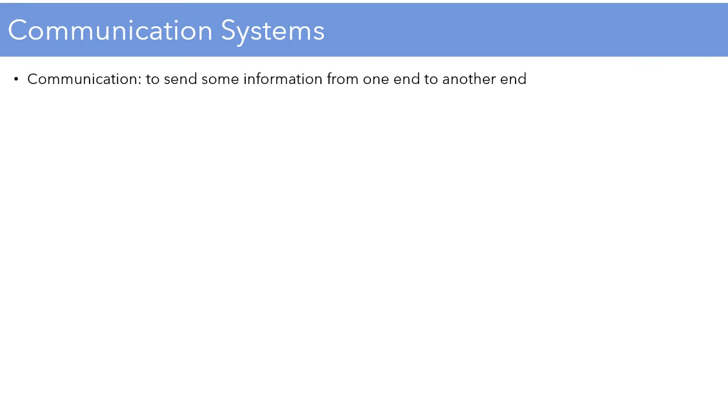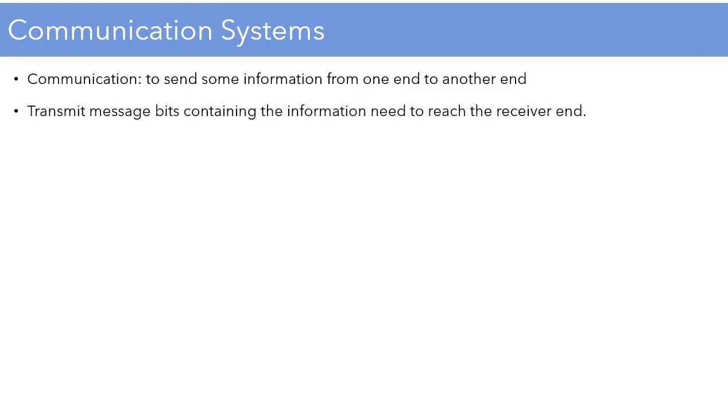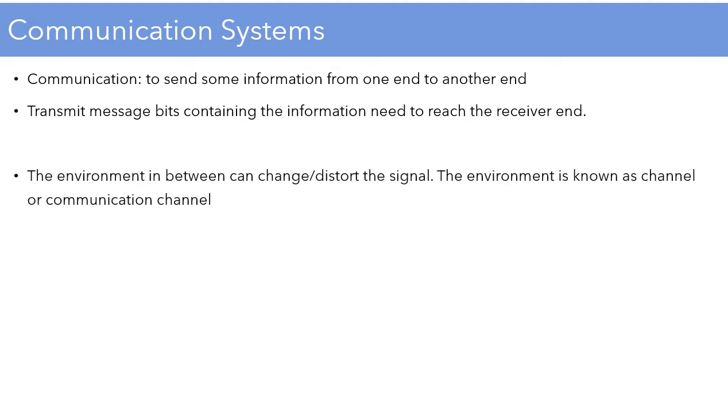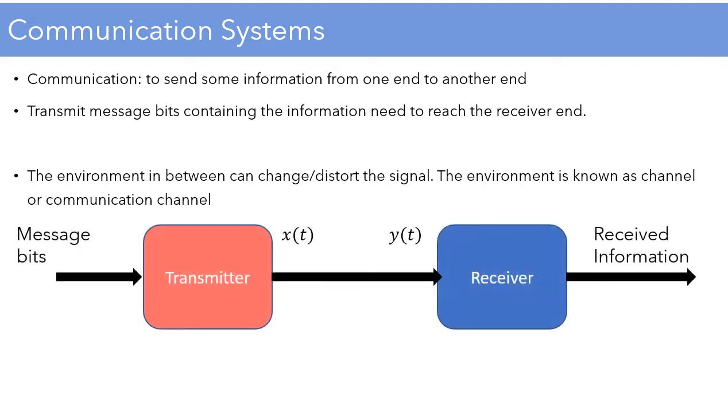As I mentioned in the course introduction session, communication is nothing but a process to send some information from one end to another end. The transmitted message bits containing the information need to reach the receiver end. And the environment in between can change or distort the signal. This environment is known as the channel or communication channel.